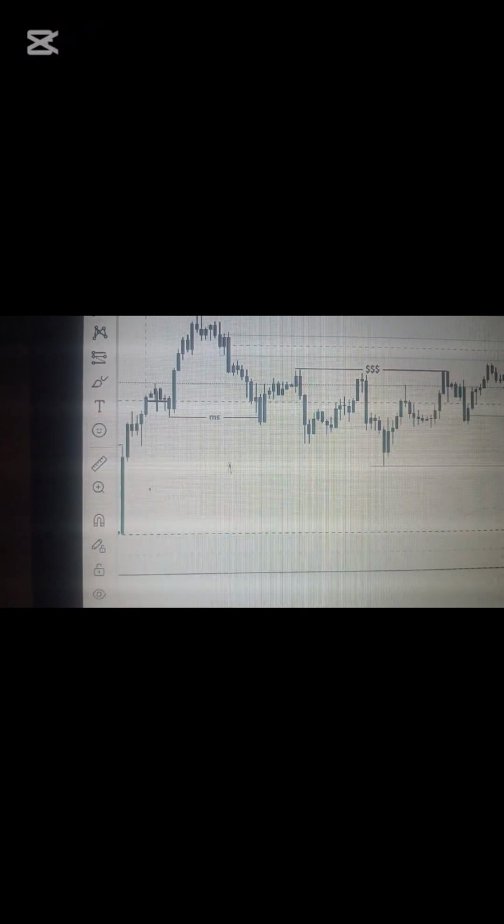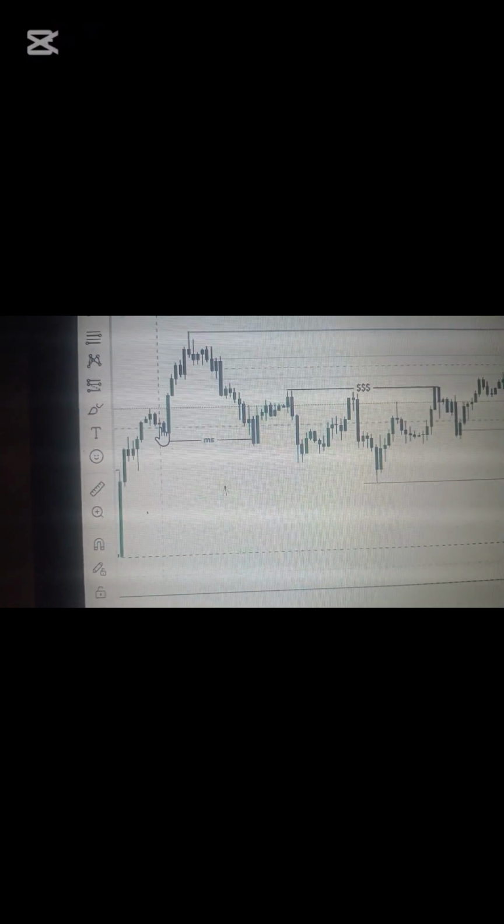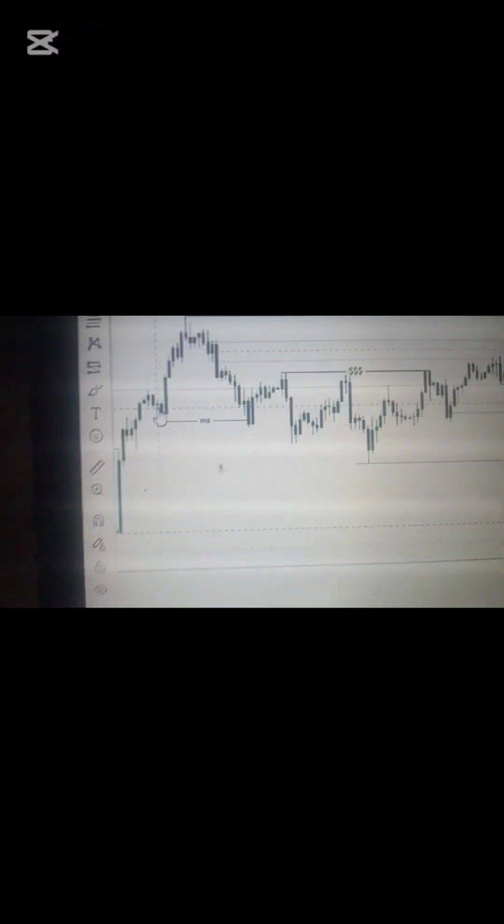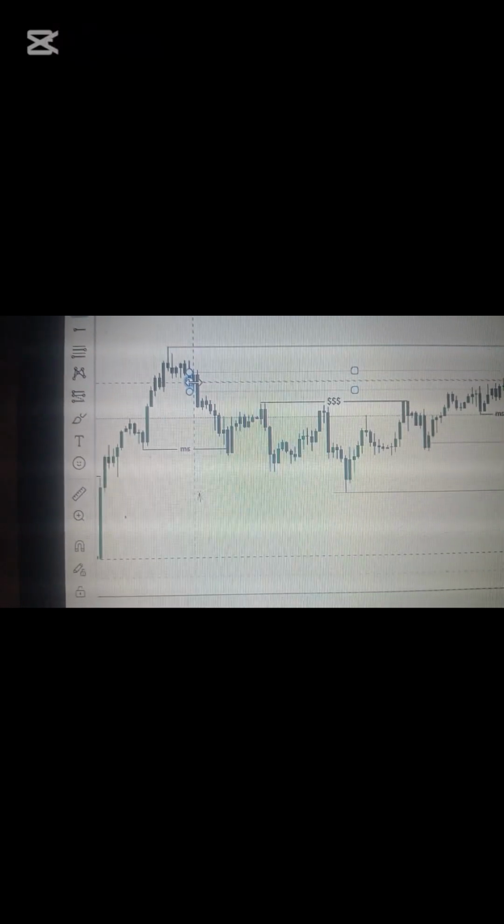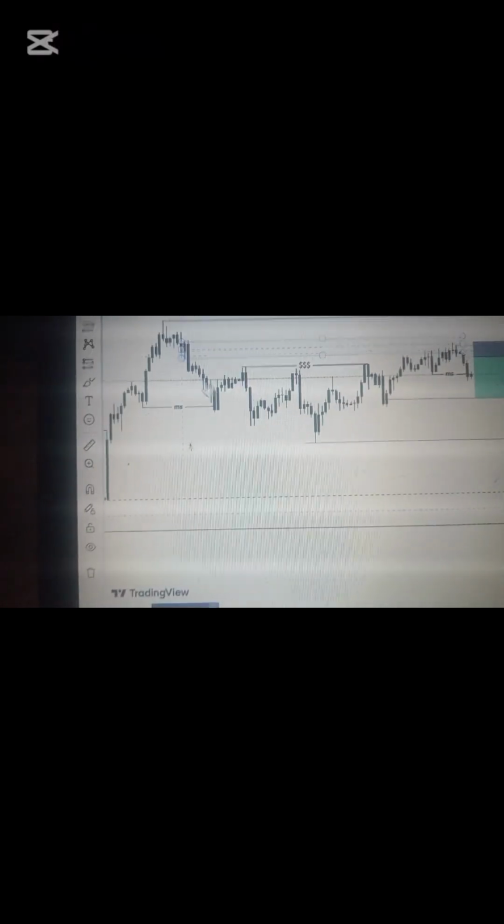We come on our 4 hours time frame and we can see that price has already broken our 1 hour recent lower high. You can see it here. Price broke this 1 hour recent lower high, which gave us our market structure shift. So we are expecting that price will pull back to this origin. This is the order block that caused the market shift. So we are expecting that price will pull back.